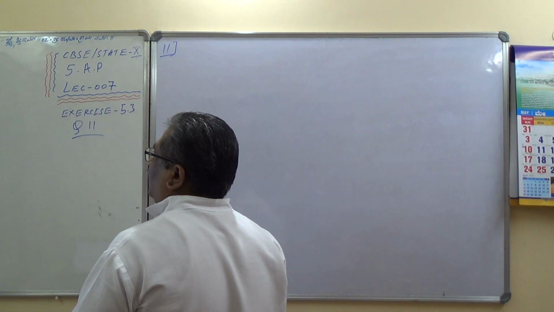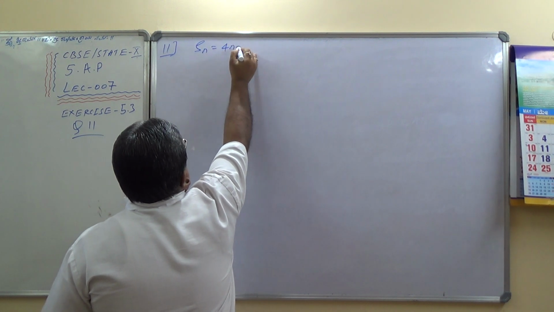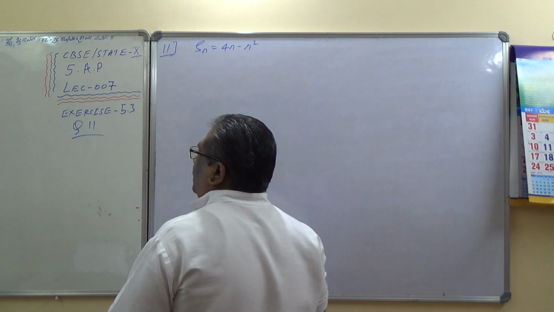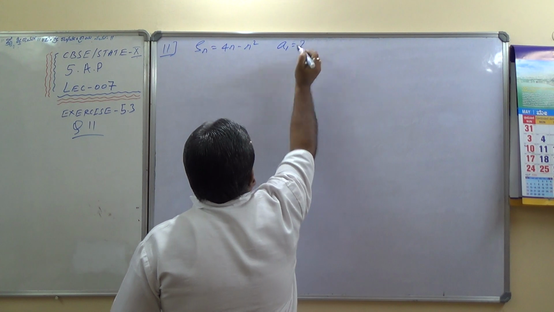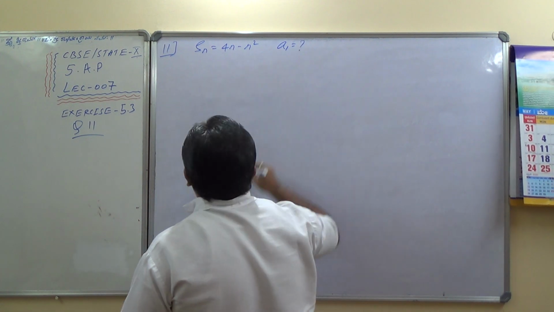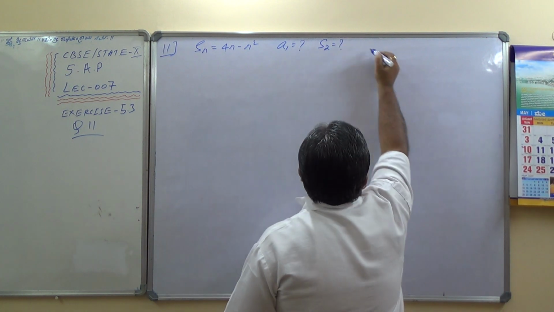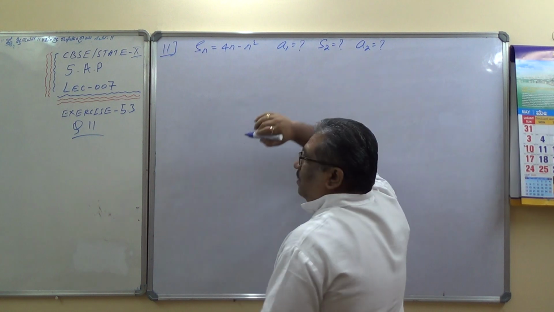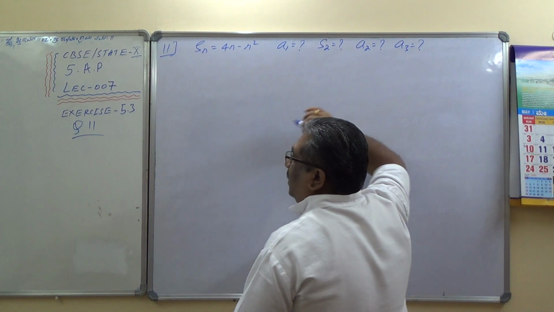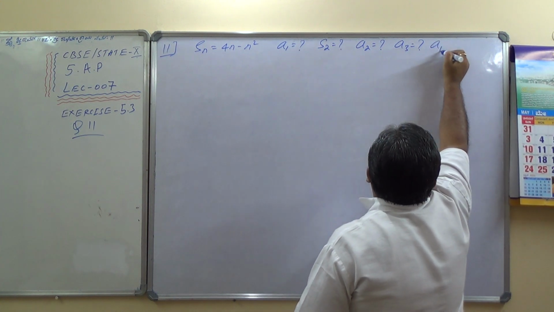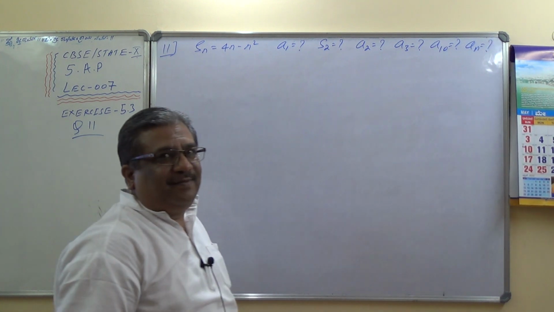Sum of first 10 terms of an AP is given by 4n minus n square. Given Sn is equal to 4n minus n square. What is the first term? A1 equals question mark. What is the sum of first two terms? S2 equals question mark. What is the second term? A2 equals question mark. Similarly, find the third term A3, and finally the 10th and nth term, A10 and An. So many questions have been asked in this one question.